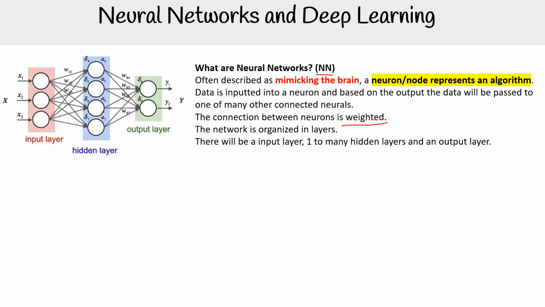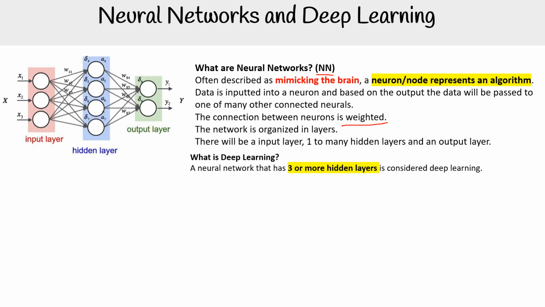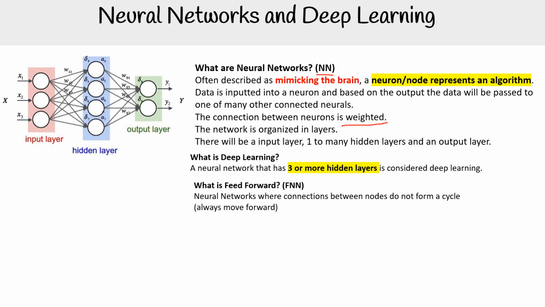Notice the NN. A lot of times you'll see this in ML as an abbreviation for neural networks, and sometimes neural networks are just called neural nets, so just understand that's the same term here. What is deep learning? This is a neural network that has 3 or more hidden layers. It's considered deep learning because at this point it's not human readable to understand what's going on within those layers.